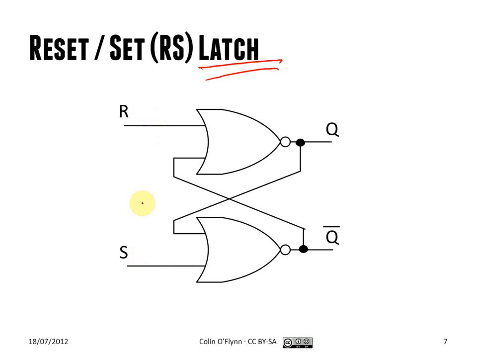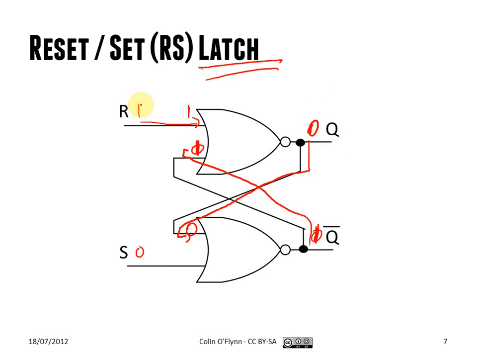And when the reset input is 1 and set input is 0, the output should go to 0. So, for example, say this was 1 to start with, and this was 0. So we have 0 here, 1 here. If we put a 1 here, we know from the equation of the NOR that this will go to 0. Then this gets forwarded here, and 0, 0 input to the NOR gives us a 1 output. And this 1 now goes to here. And again, 1, 1, we still get 0, so now it's fine.